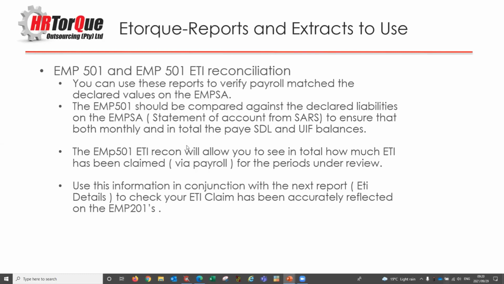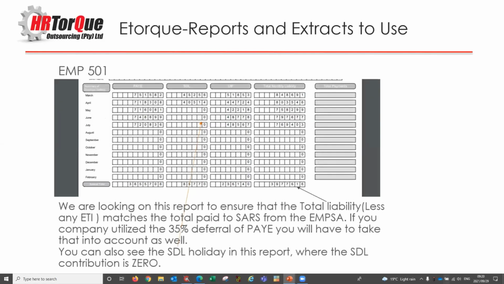Okay. The ETI Recon will allow you to see how much of ETI has been claimed via payroll for the periods. So in this case, that will be from March to August. We use that in conjunction with some other ETI reports to be able to make sure that we're all fine at that stage. So first of all, here's the EMP501. Now, I've specifically chosen one from a previous period because I also wanted to show that in August of this year, we have had that possibility of people using that 35% deferral.